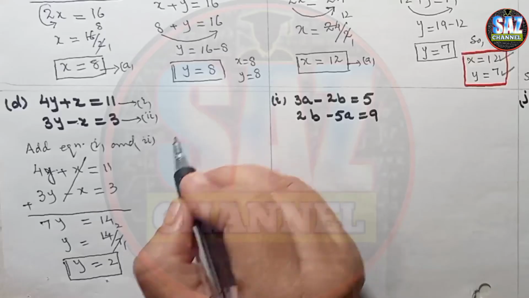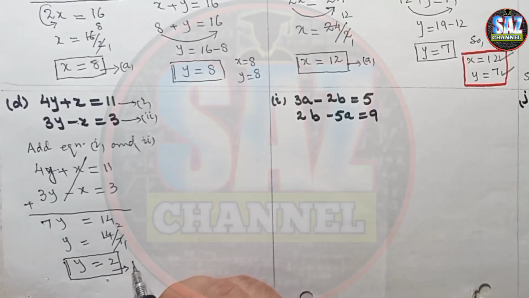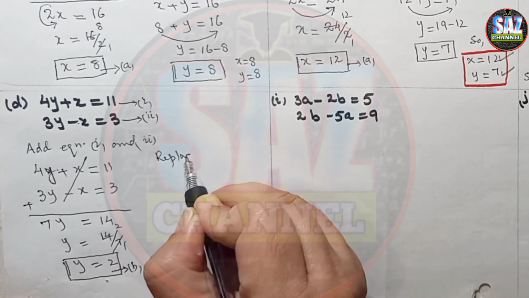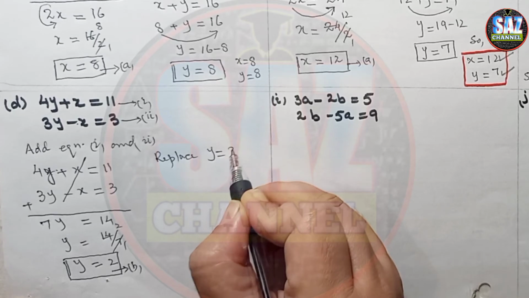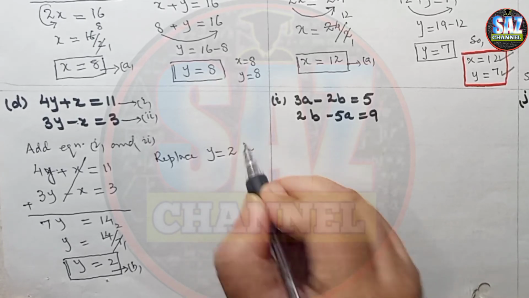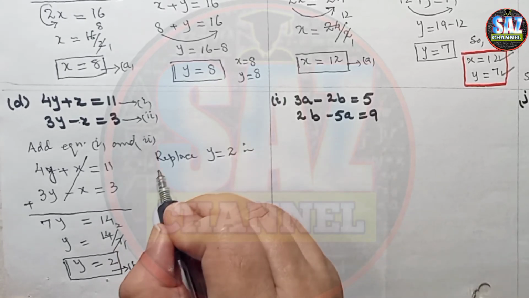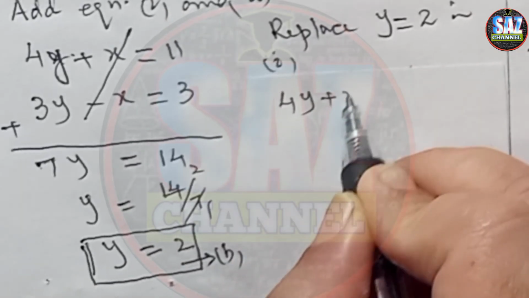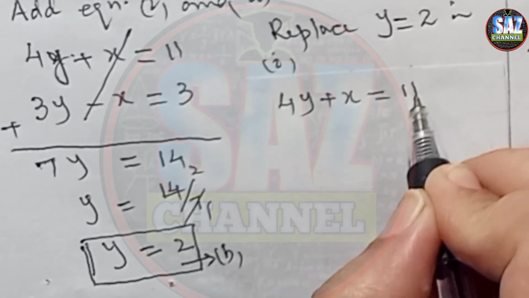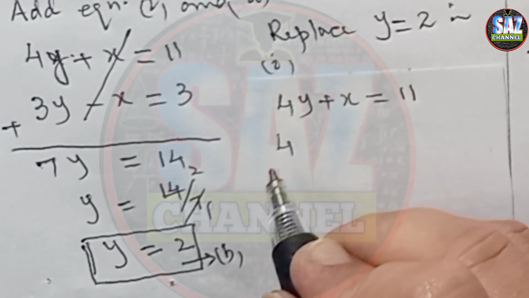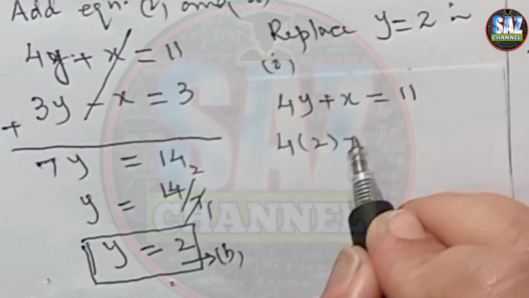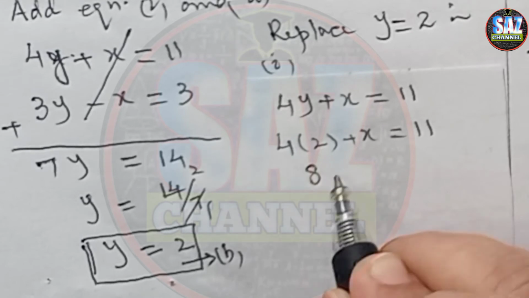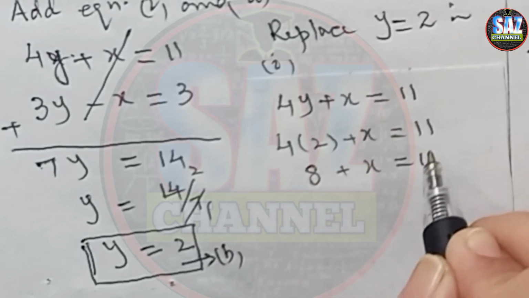Now, what we have to do is replace the value of y, or replace y equals 2, in any one of the equations. So I'm preferring equation 1. Equation 1 is 4y plus x equals 11. y will be replaced by 2. 4 into 2 plus x equals 11. That is 8 plus x equals 11.